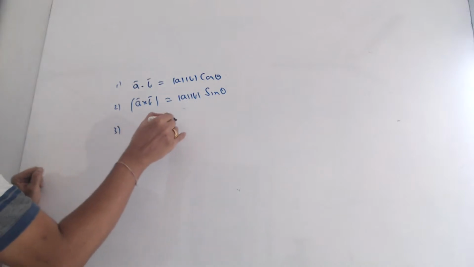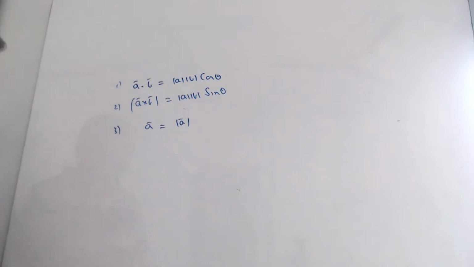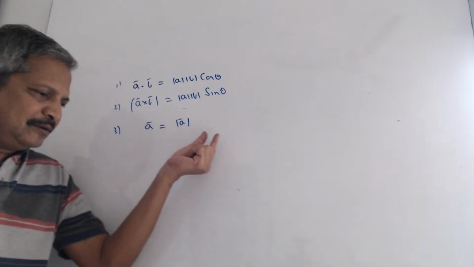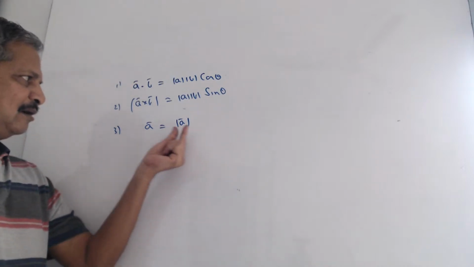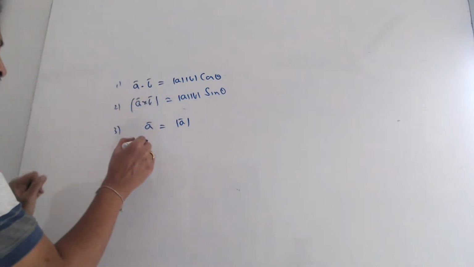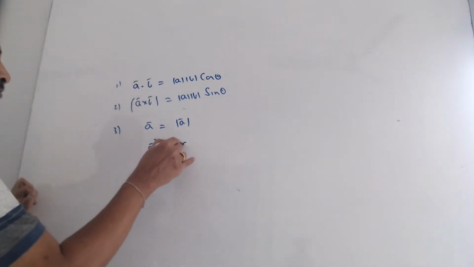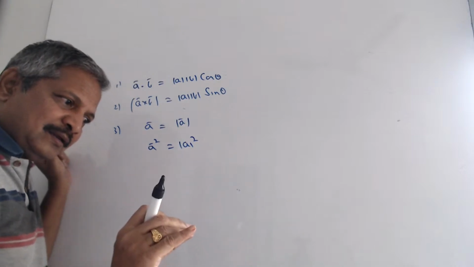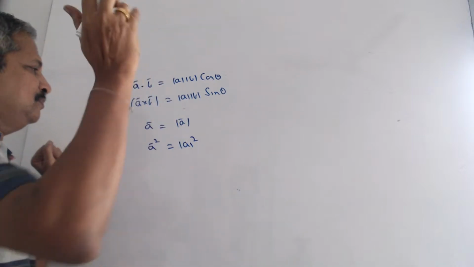A vector cannot be equal to its magnitude. But A bar square is equal to mod A square. Next point.